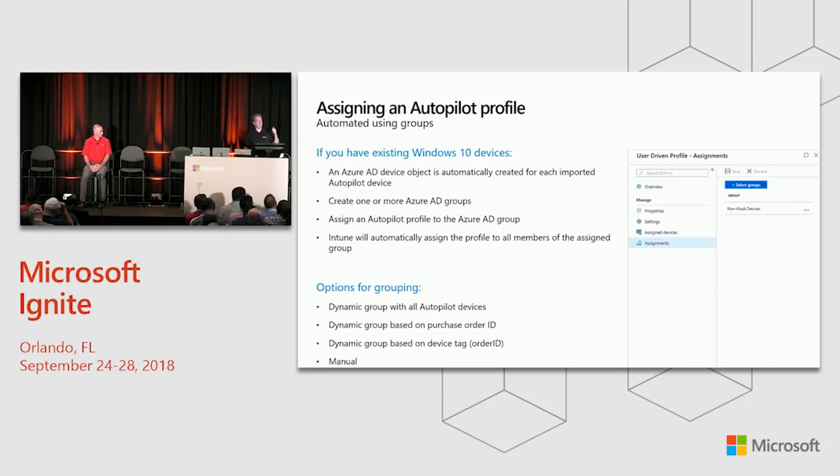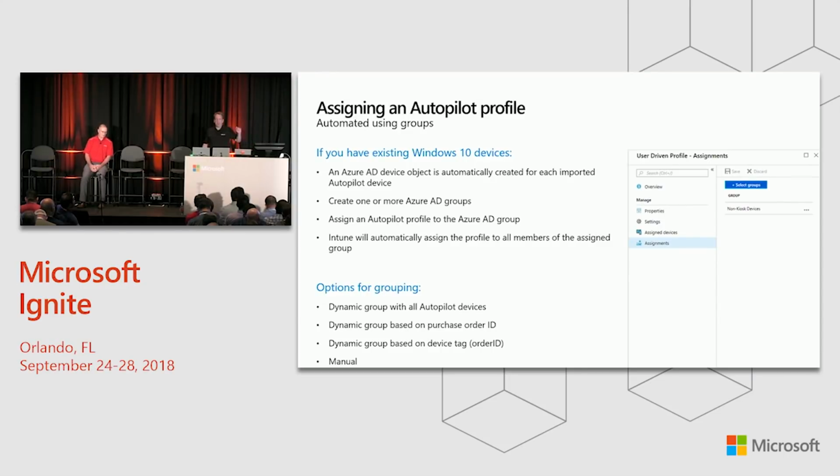So we want to be able to build Azure AD groups and then target that Autopilot profile to the Azure AD group. Intune then takes care of the rest. It will periodically look at the membership of that group and say, oh, there's some new machines in that group that don't have a profile assigned yet. I'll automatically assign that. So you don't have to do any administration other than getting the right computers into the right groups.